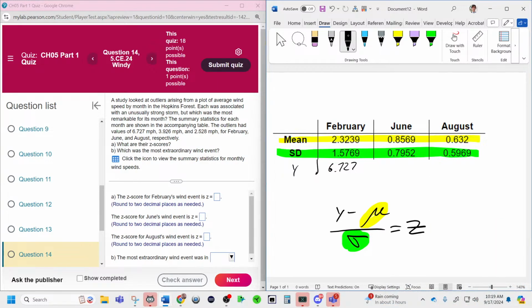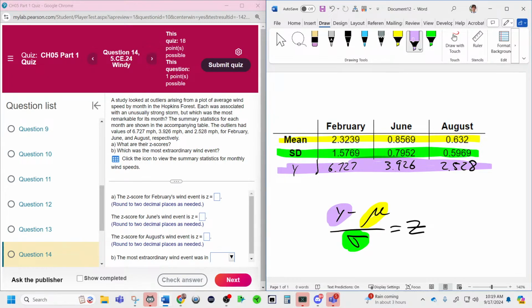In June, it is 3.926, and in August, it is 2.528. Once again, this means you walk outside and you feel the wind going this speed. You would expect it to be the mean. The standard deviation is a measure of variation, and then you observe or feel it in this month going this speed. So we're trying to see, is that an unusual high speed that you felt?